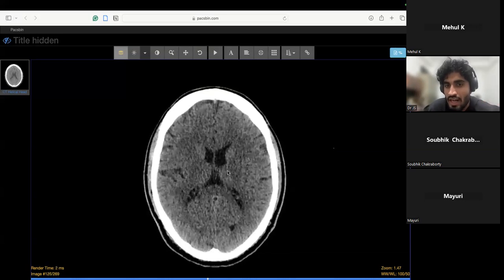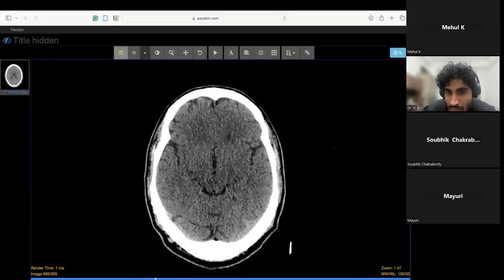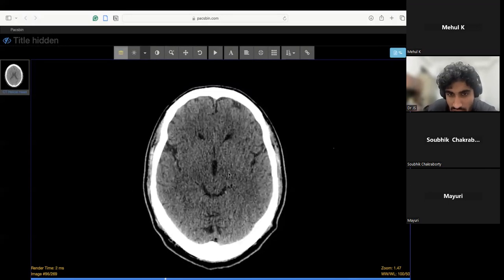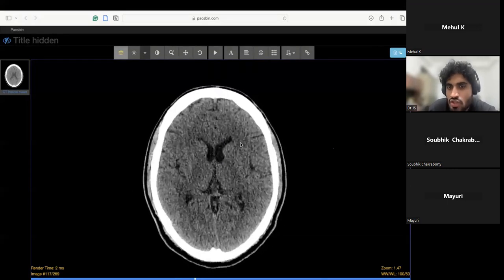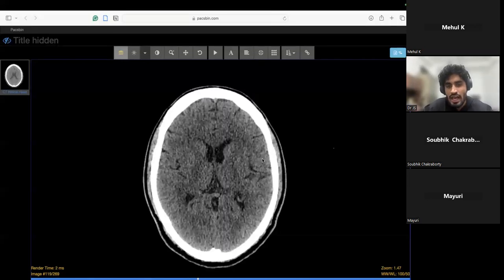So in a non-contrast CT, we can appreciate the dense MCA sign, as we call it. Usually we can appreciate it over here in these sections. So that is one early sign. And loss of gray-white differentiation is also an early sign of stroke.